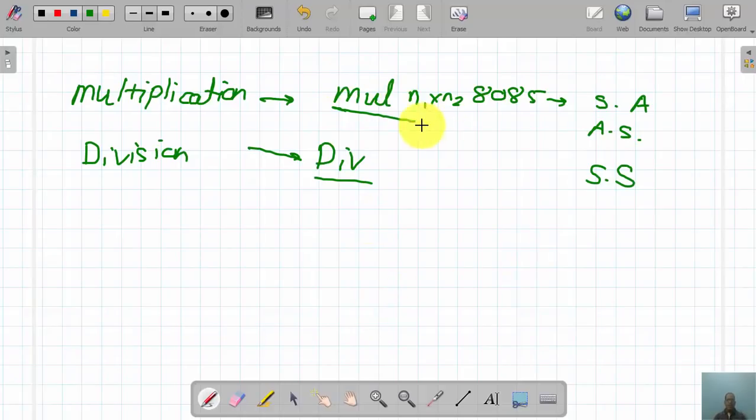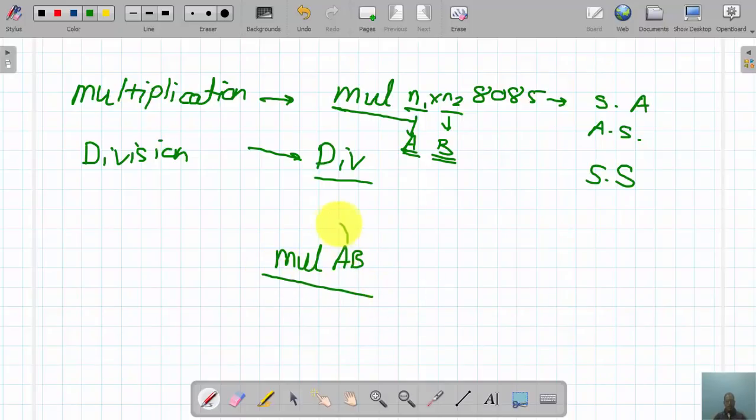Like here, we said n1 multiplied with n2. This operation we are going to do. As per the rule, the first number should be in the accumulator and the second number should be in the B register. So in short, the syntax for this multiplication instruction is MUL AB, where A holds the first number and B holds the second number.